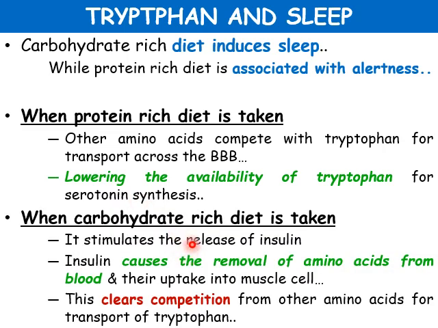While when we take carbohydrate-rich diet, it releases the insulin. That insulin causes uptake of amino acids from blood to the skeletal muscle, resulting in decreased competition between the amino acids to cross the blood-brain barrier. So the tryptophan easily enters into the brain. It produces the serotonin, and the serotonin induces the sleep. Because of that, carbohydrate-rich diet induces the sleep.